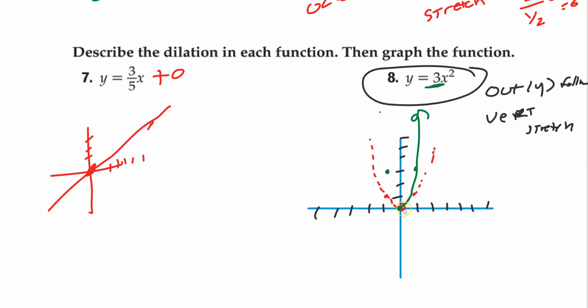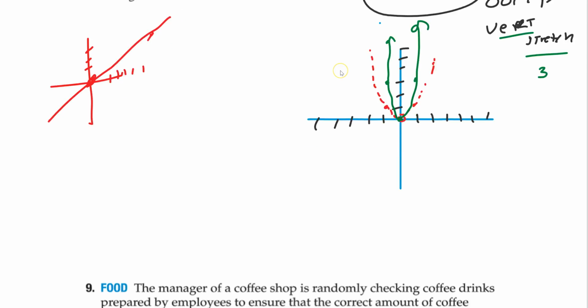You can see there's a little bit of a stretch. It's more of a vertical stretch, right? It's thinner than it normally is. So vertical stretch of factor 3. So that's how you do it.